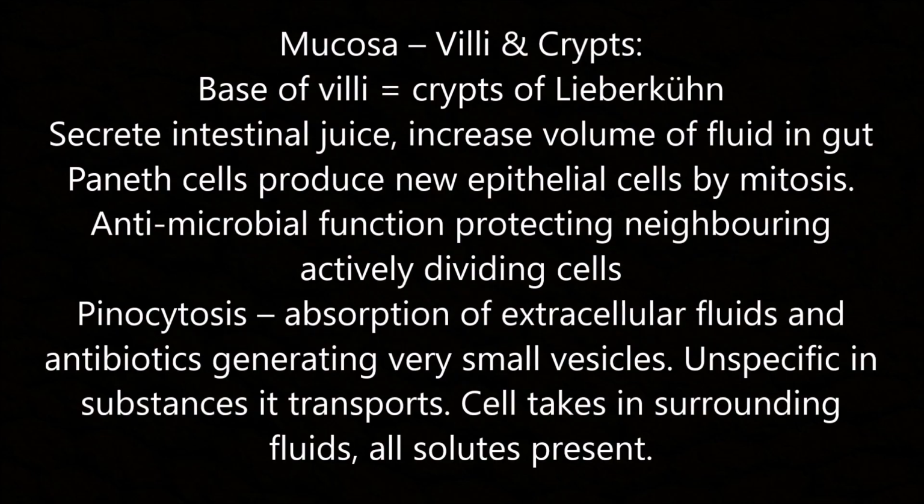The mucosa has villi and crypts. At the base of the villi are the crypts of Lieberkuhn. They secrete intestinal juice, increasing the volume of fluid in the gut, and a band of cells produces new epithelial cells by mitosis. The antimicrobial function protects neighbouring actively dividing cells.